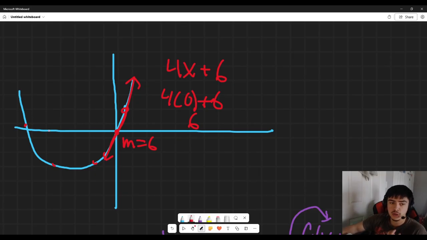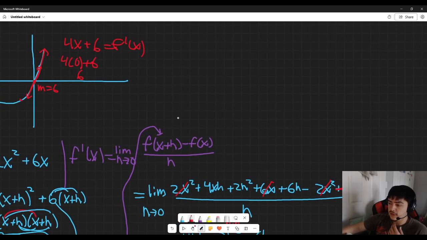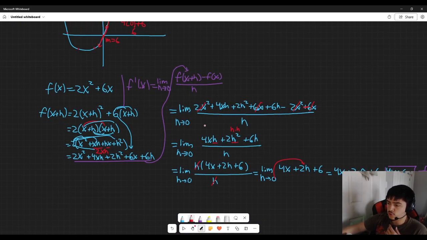We could choose any other x point on this function. If we were to plug it into this derivative, our f prime that we found, that would tell us the slope at that exact point, which is very helpful. So this was a little bit more of a tricky problem.